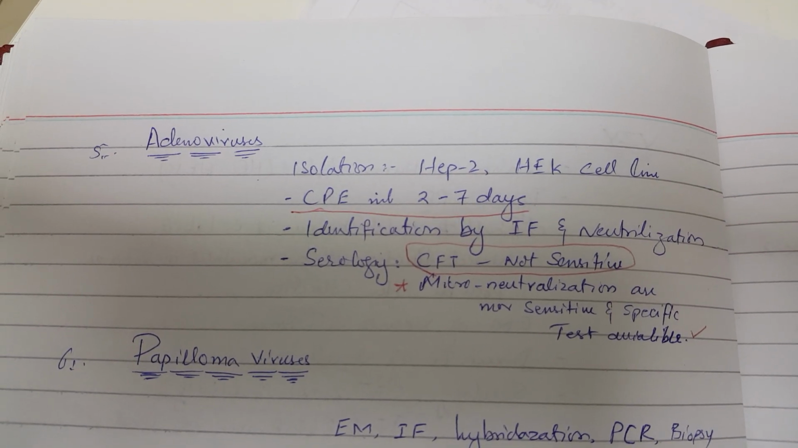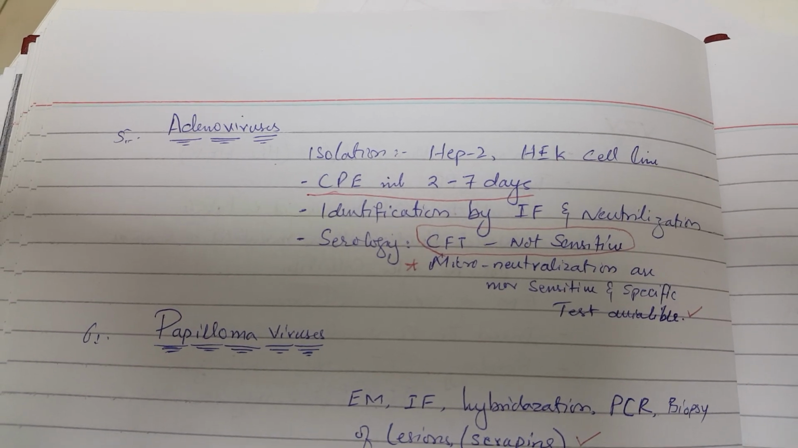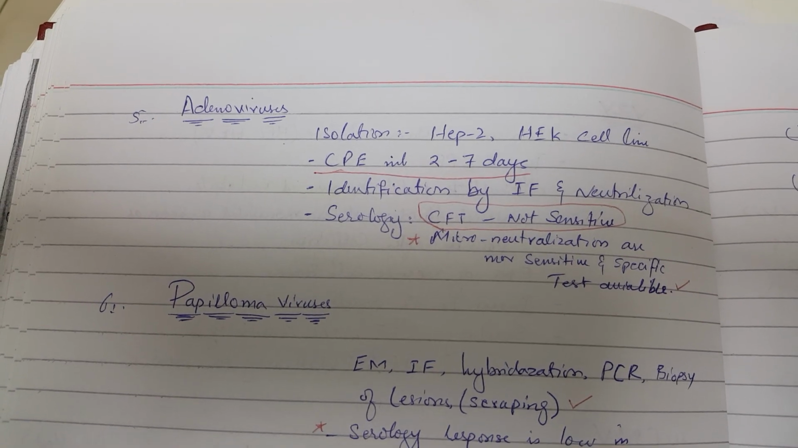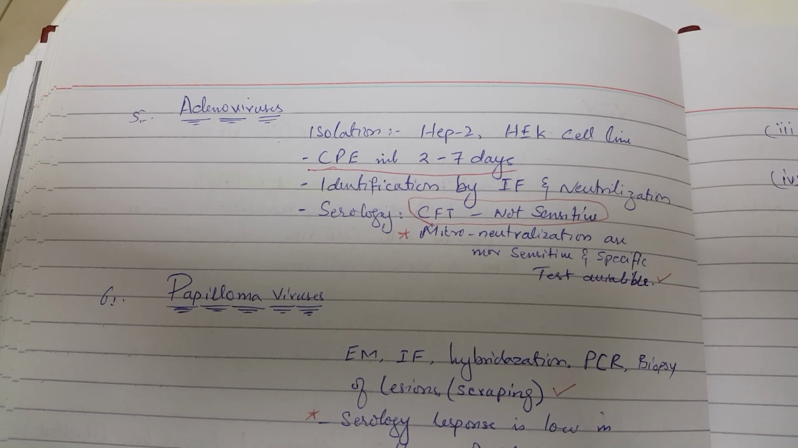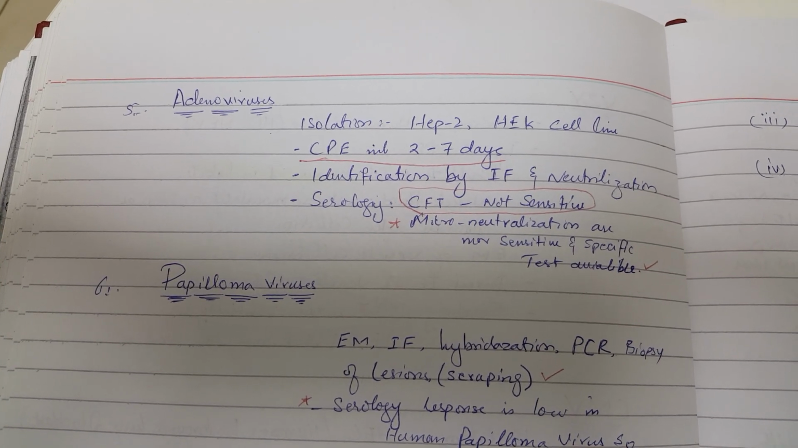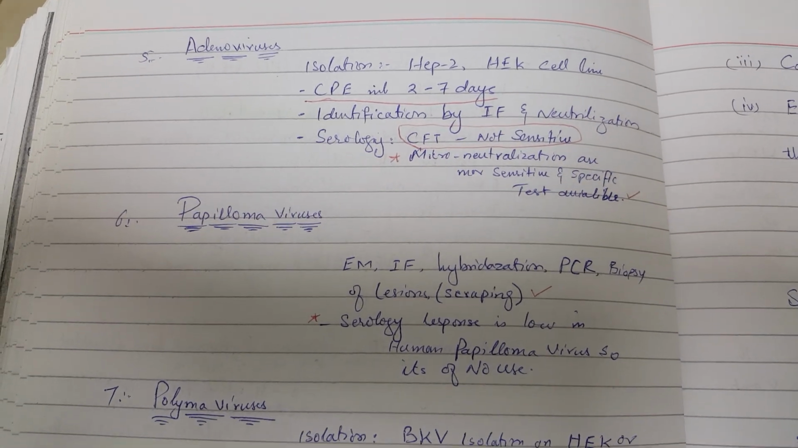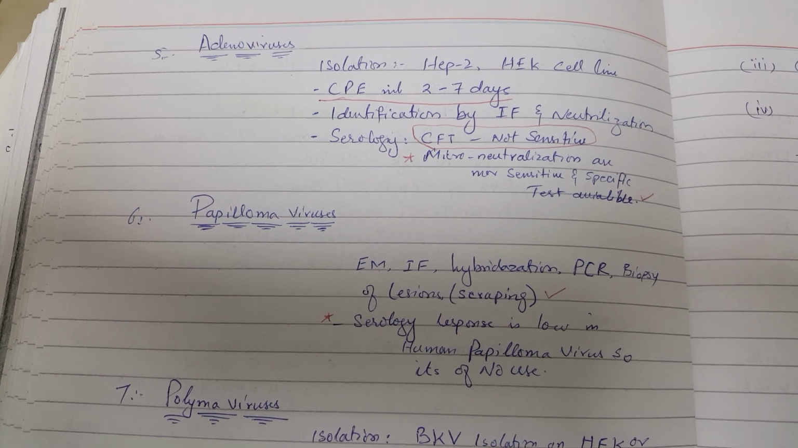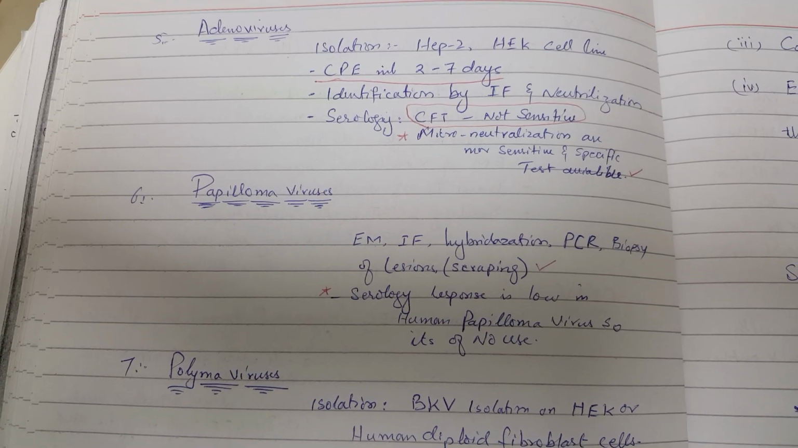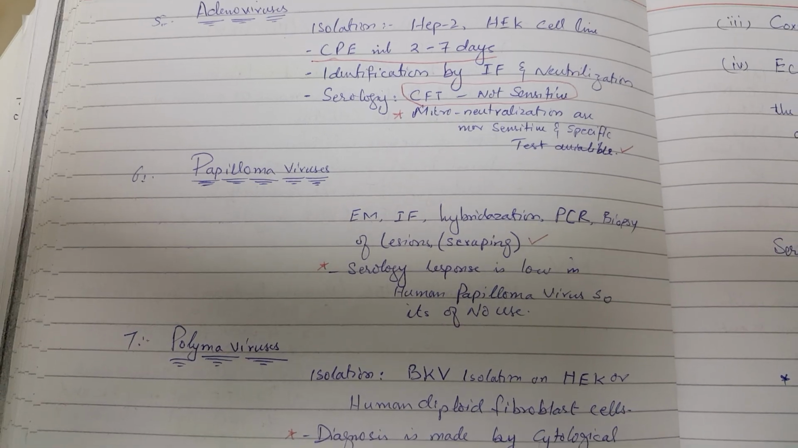In adenoviruses, isolation can be done on HEp-2 and HEC cell lines. The cytopathic effect usually appears in 2 to 7 days. Identification by immunofluorescence and neutralization can also be used. In serology, the complement fixation test is not sensitive, but microneutralization is a more sensitive and specific test available for adenoviruses. For papillomaviruses, we can use hybridization, PCR on biopsy, electron microscopy, and immunofluorescence of the lesion scraping, but the serology response is low in human papillomaviruses, so it is of no use.